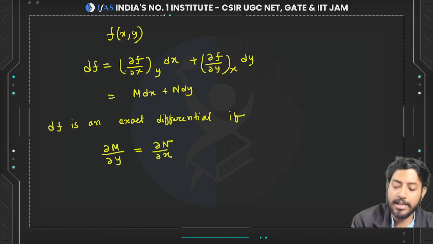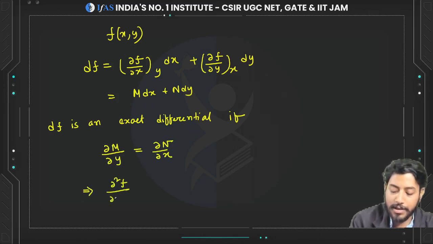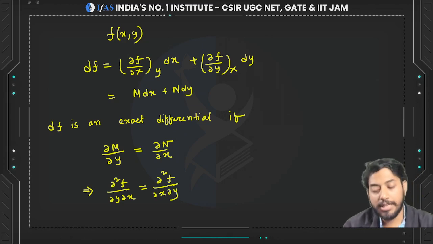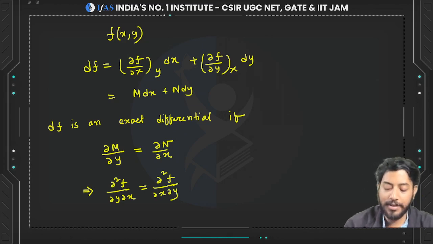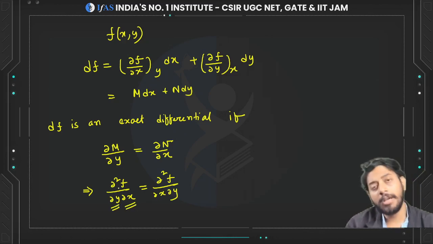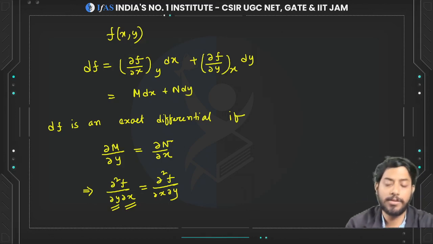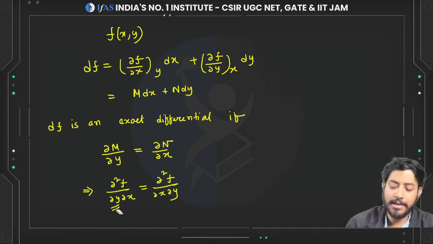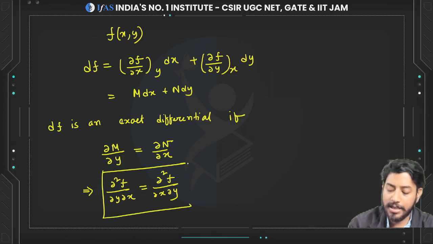And if you write it down in this form in terms of f, it will become second partial differentiation of f with respect to y with respect to x is equal to second partial differentiation of f with respect to x with respect to y. So if the differentiation of f doesn't matter, whether you first differentiate with respect to x and then with respect to y, or first with respect to y and then with respect to x, then of course it is an exact differential. So df is an exact differential if this condition is satisfied.